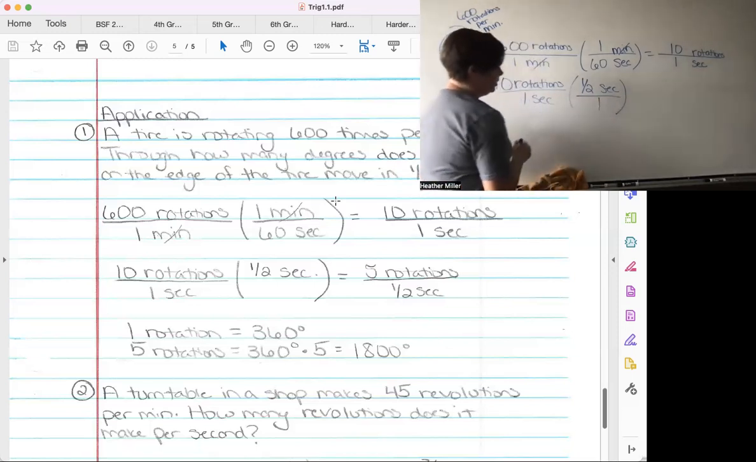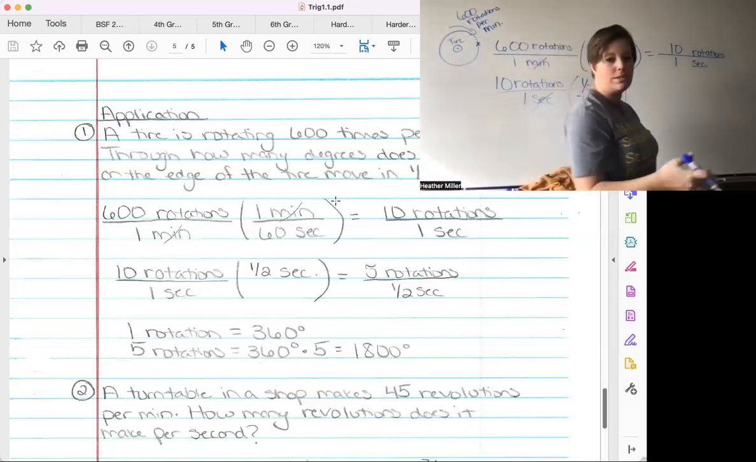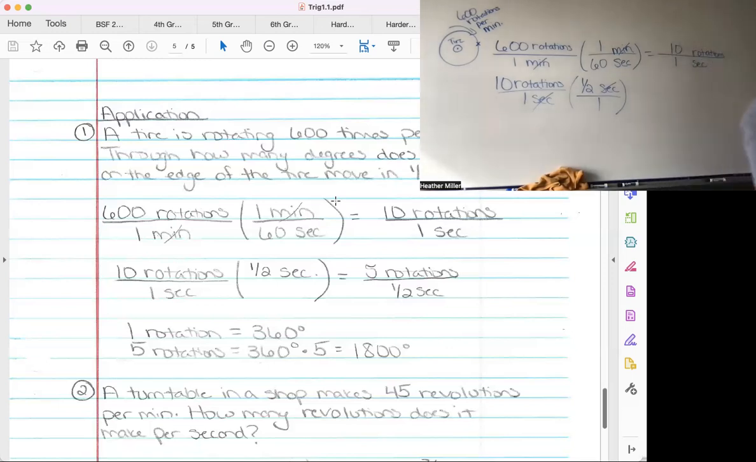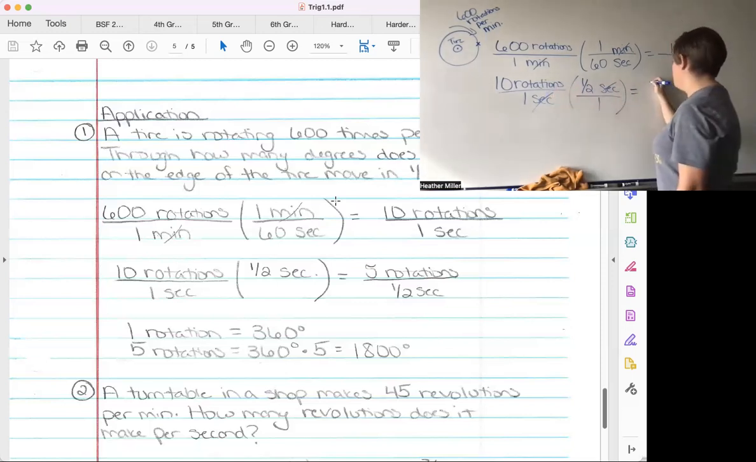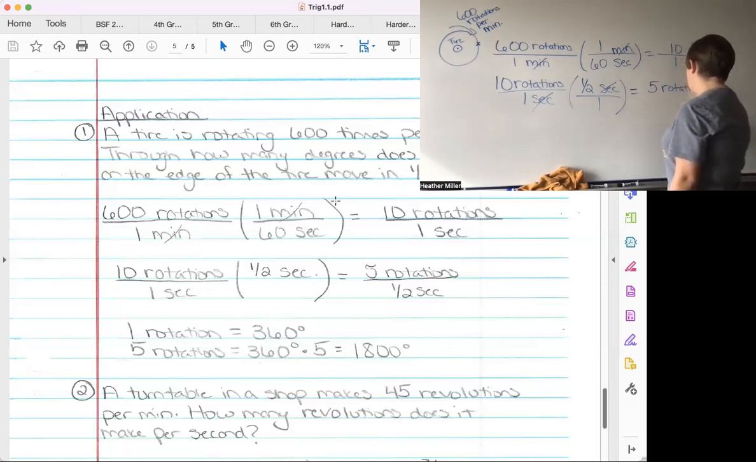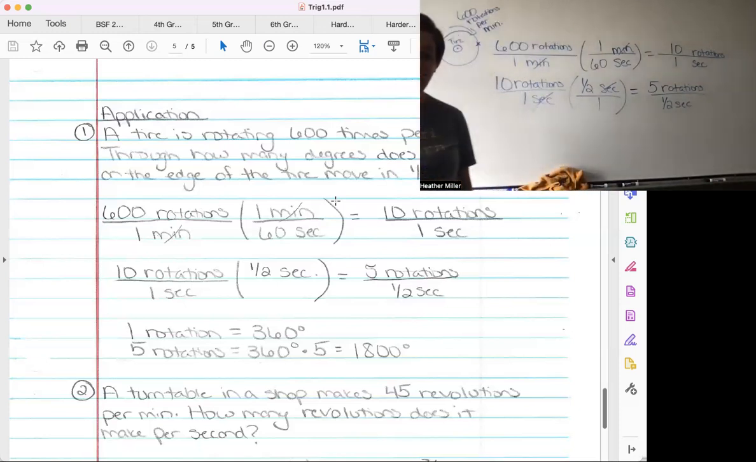We can stick that all over 1 because I want my seconds to go away, because I'm trying to figure out rotations. Through how many degrees does a point on the edge of this tire move in half a second? So 10 times a half means I'm going through 5 rotations in half a second. Okay? 5 rotations in half a second.